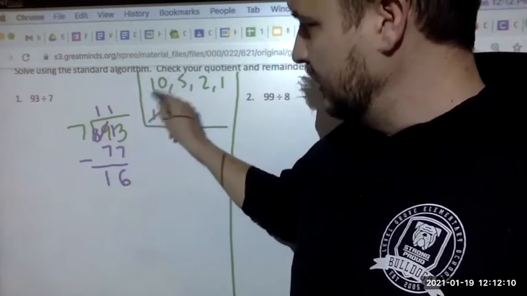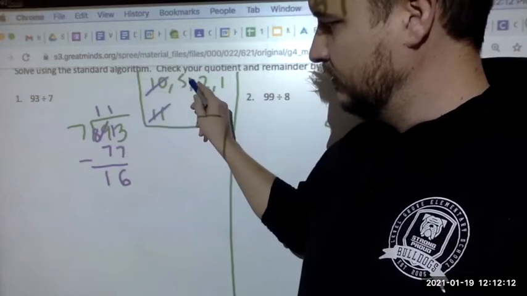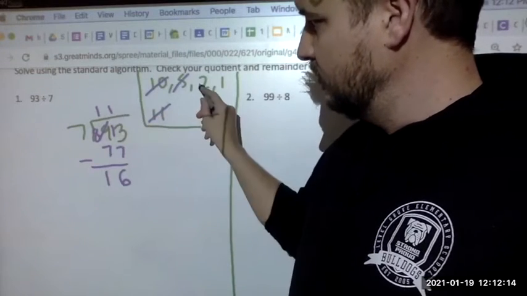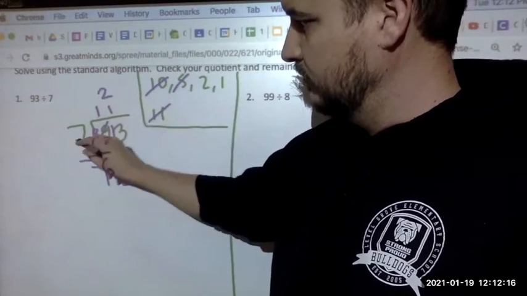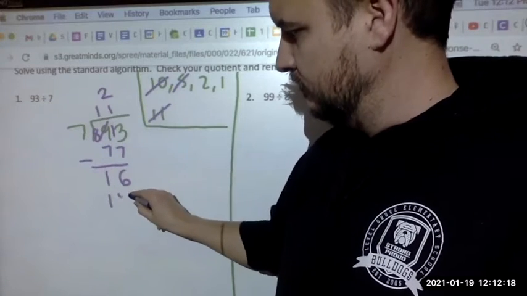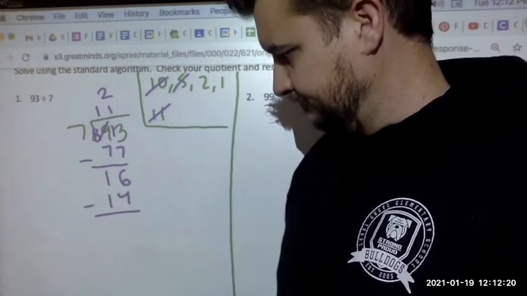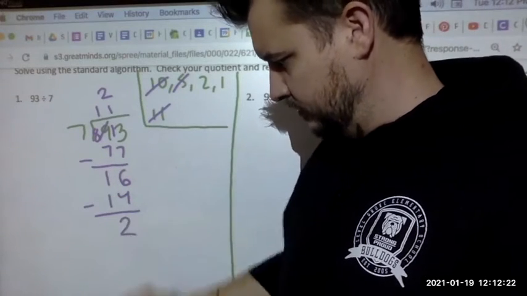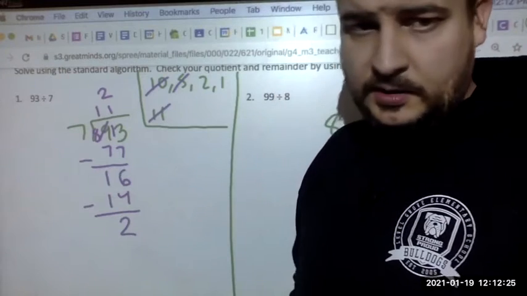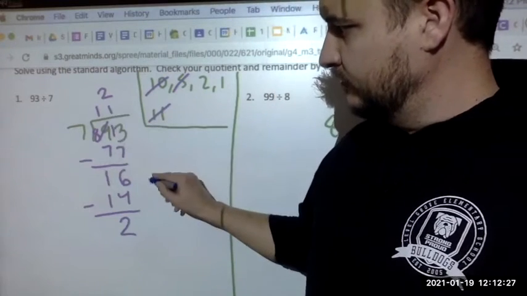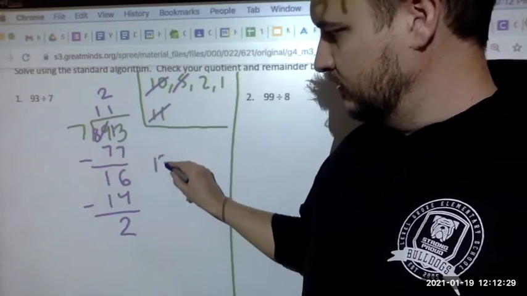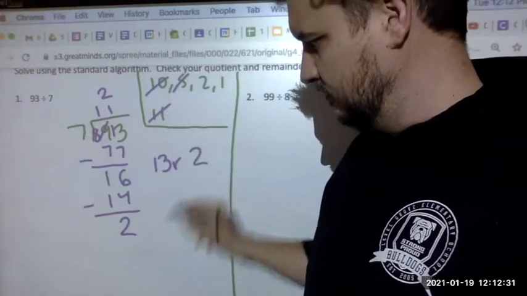Can't do 11, can't do 10. 7 times 5 is 35, doesn't work. 7 times 2 is 14. That one will work. 7 times 2, 14. You get a remainder of 2. My answer is right here. I just need to add those up. 11 plus 2 equals 13, remainder of 2.